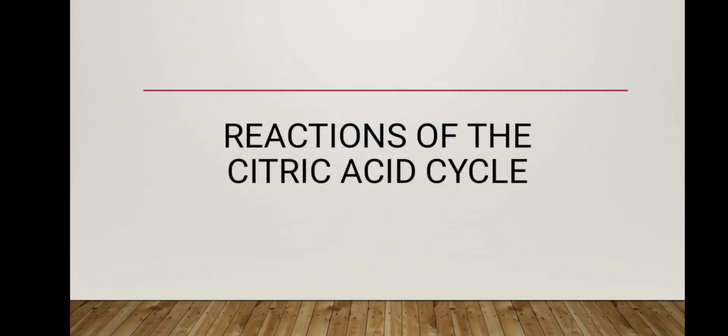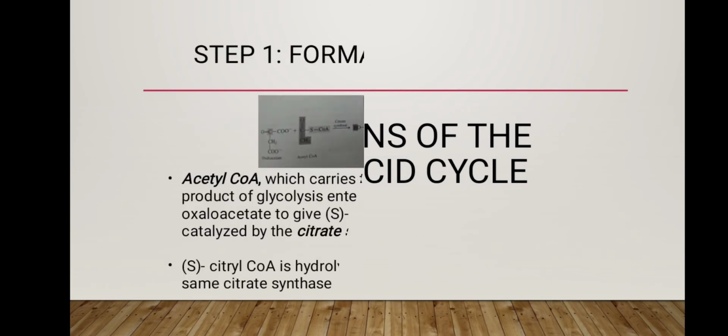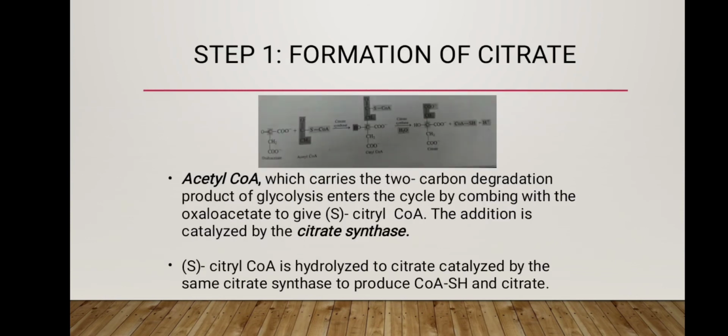Reactions of the citric acid cycle. Step 1. Formation of citrate. Acylated-CoA, which carries the 2-carbon degradation product of glycolysis, enters the cycle by combining with the oxaloacetate to give citryl-CoA. The addition is catalyzed by the citrate synthase. Citryl-CoA is hydrolyzed to citrate, catalyzed by the same citrate synthase, to produce CoA and citrate.